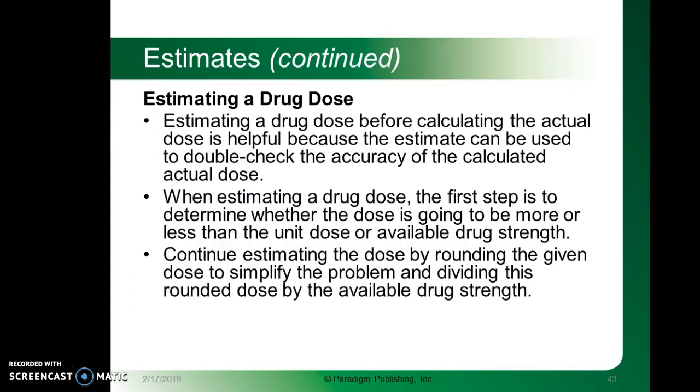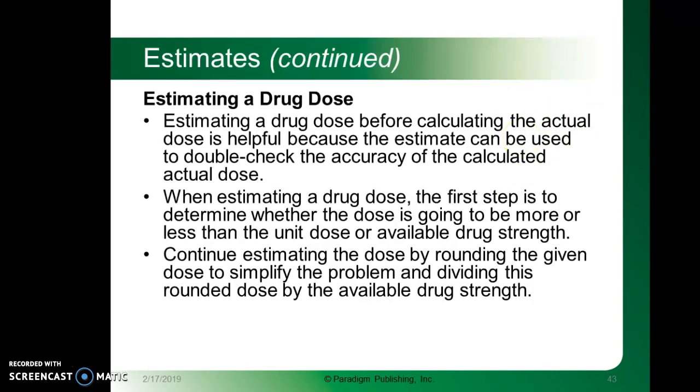So, estimating a drug dose. Estimating a drug dose before calculating the actual dose is helpful because the estimate can be used to double check the accuracy of the calculated actual dose. Like I was saying before, it's just an estimate. So it's basically telling you that if you get something less than the estimate, you've done something wrong. It should be close enough to the estimate that you made.